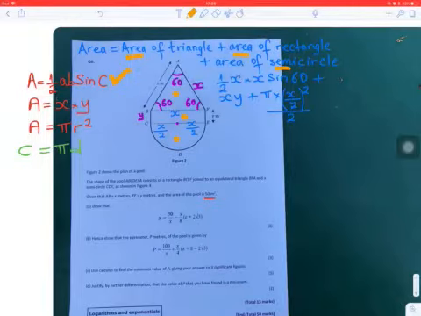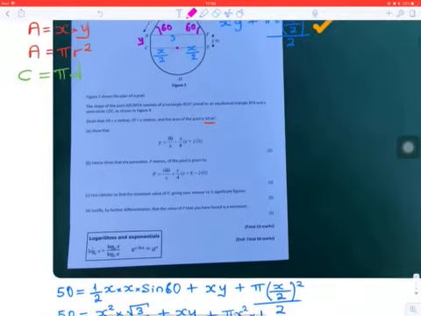After that, we need to find the area of the rectangle. Length times width, x times y. And then area of a semicircle, pi radius squared divided by 2. Radius is x over 2. Pi times x over 2 squared, divided by 2. That gives us the area of the semicircle.